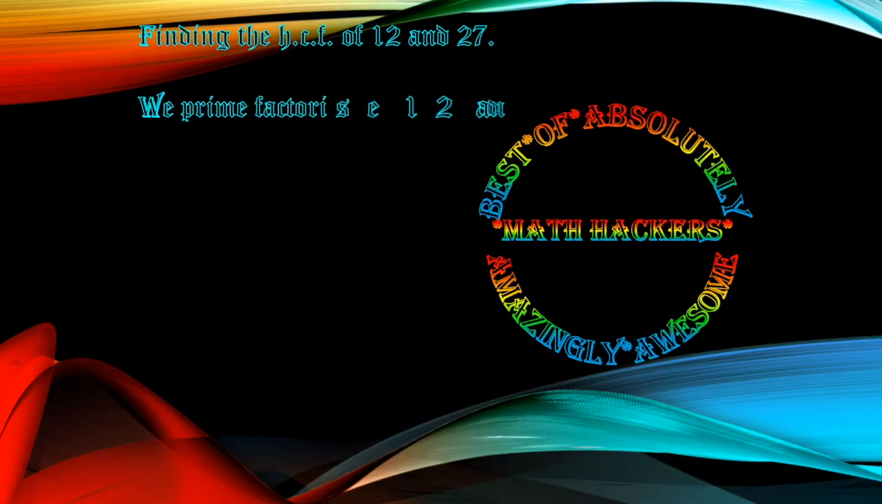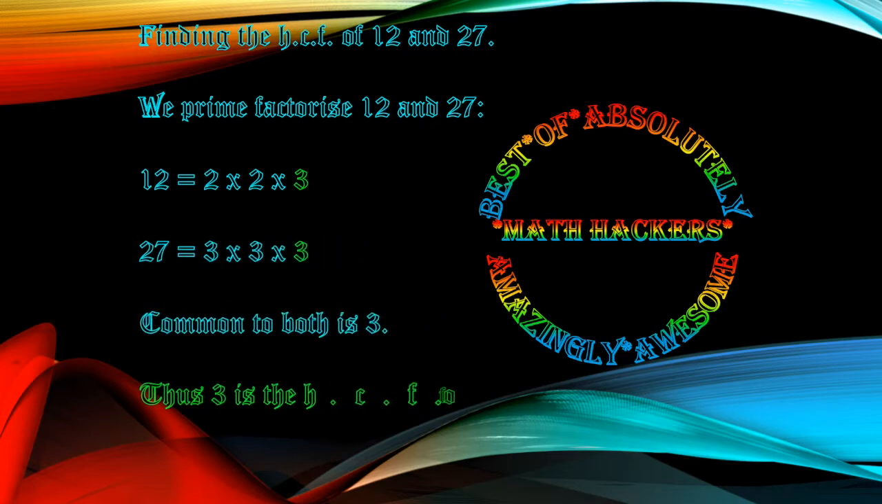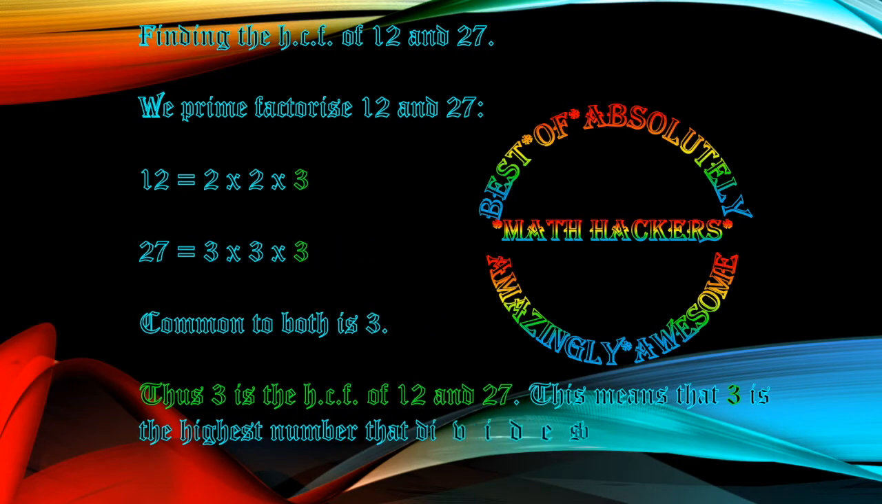Finding the HCF of 12 and 27. To start with, we prime factorize 12 and 27. As in, 12 equals 2 times 2 times 3, and 27 equals 3 times 3 times 3. Common to both is 3. 2, 4, 6 and 9 aren't common to both, but 3 is not only the highest common factor, but also the only common factor. Thus, 3 is the HCF of 12 and 27. This means that 3 is the highest number that divides both 12 and 27.